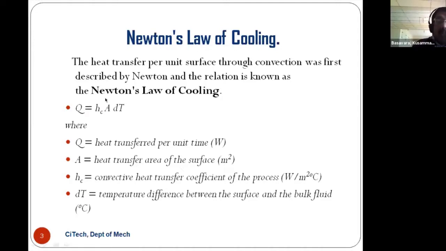If the HC is more, then Q, the rate of heat transfer in convection, is also more. Then dT is the temperature difference between the surface and the bulk fluid. Suppose it is a plate here. Surface temperature is Ts, and fluid temperature is T infinity. The difference of the surface temperature and fluid temperature is called the temperature difference between the surface and the bulk fluid, so we can call that the temperature gradient here.